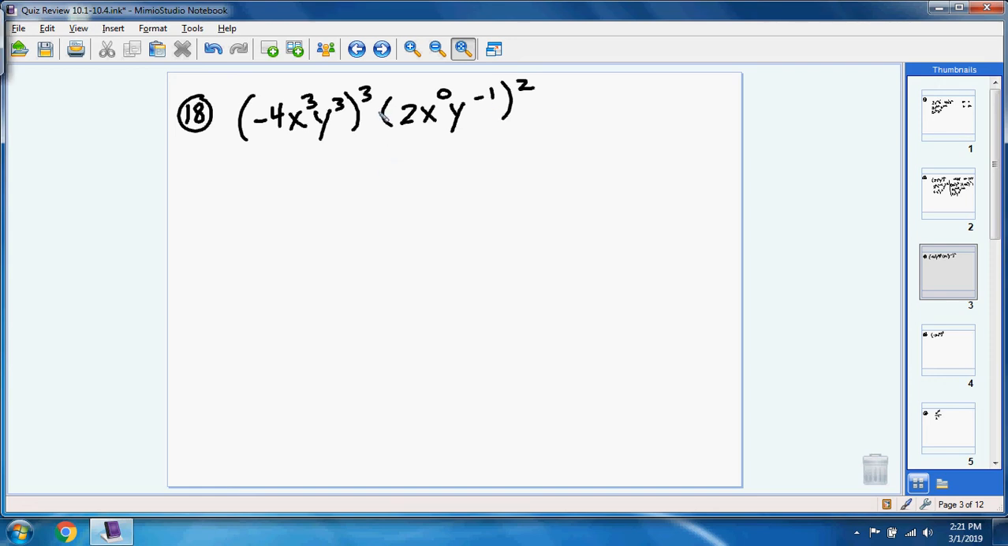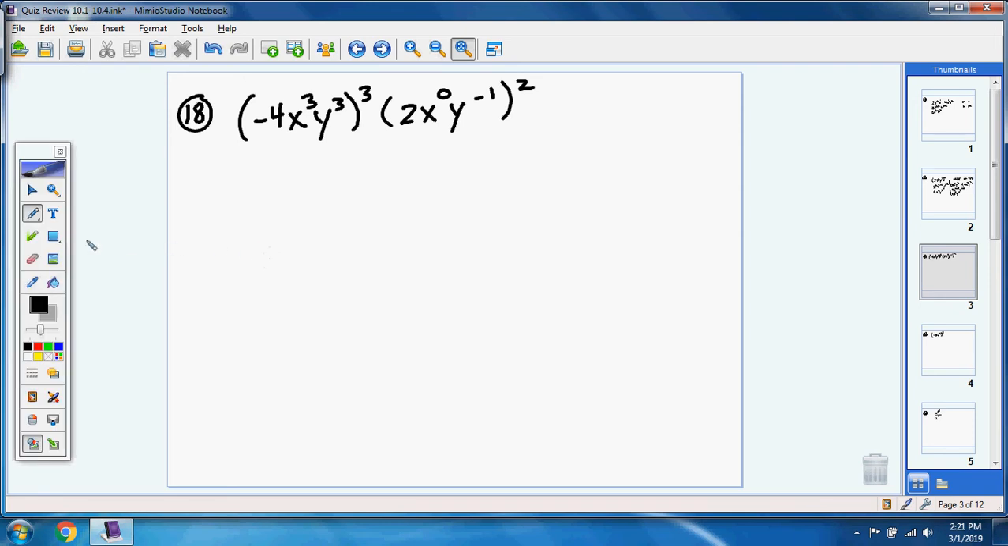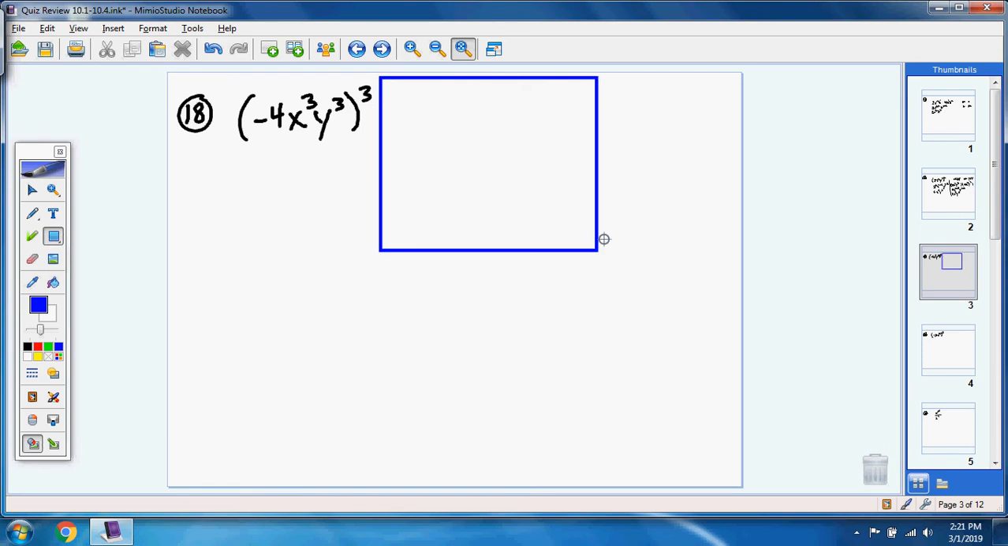Let's see. What I'd like you to do maybe is to think about only concentrating on half of the problem first. So if you have a card, a straight edge, a bus pass, something like that, we're going to go ahead and temporarily cover up that side.